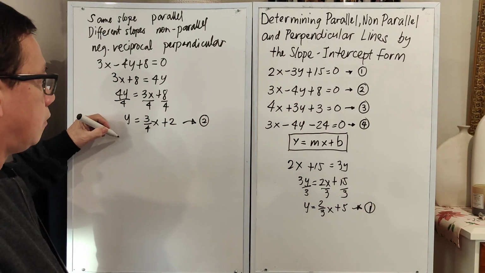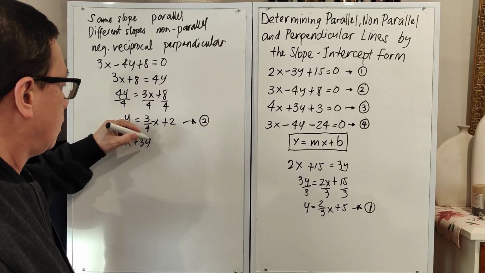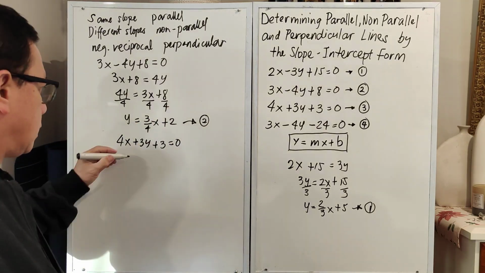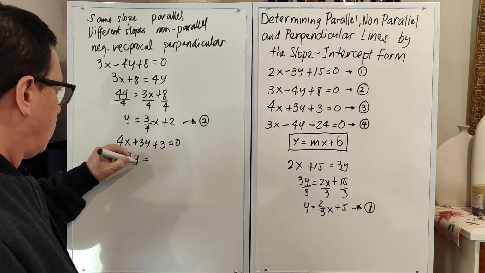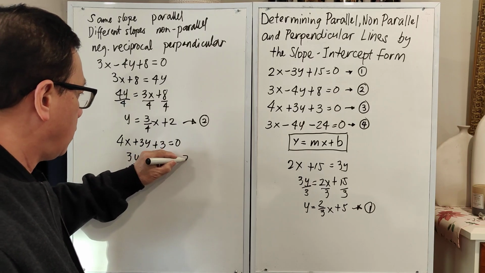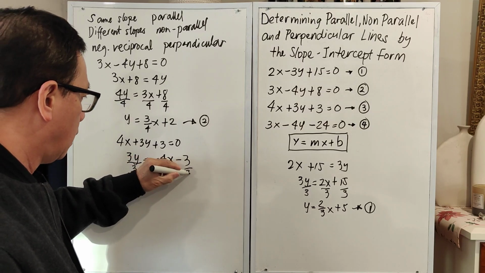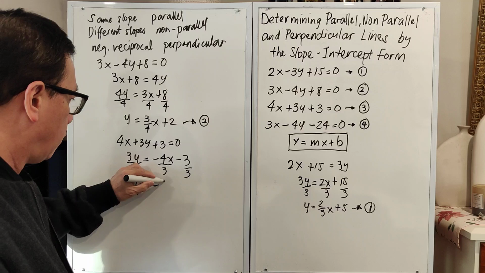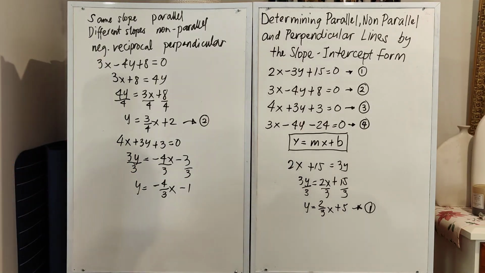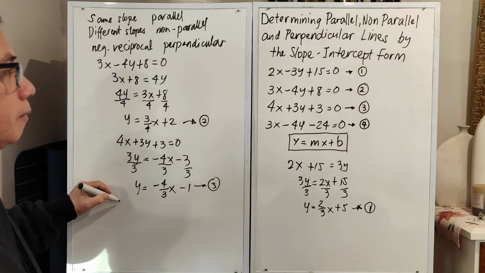So the third equation, 4x plus 3y plus 3 is equal to 0. So let's retain 3y here. 4x becomes negative 4x minus 3. Divide everything by 3. Y is equal to negative 4 over 3 x minus 1. This is equation 3.